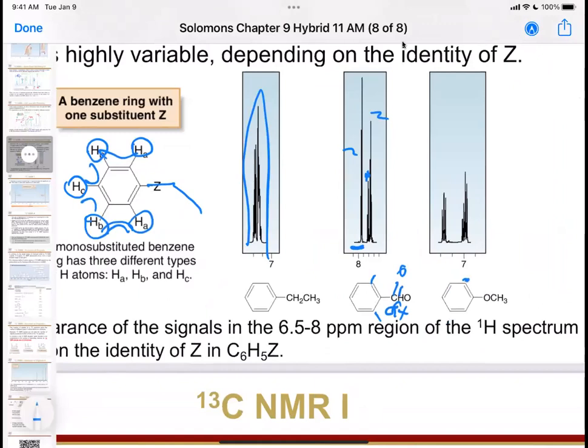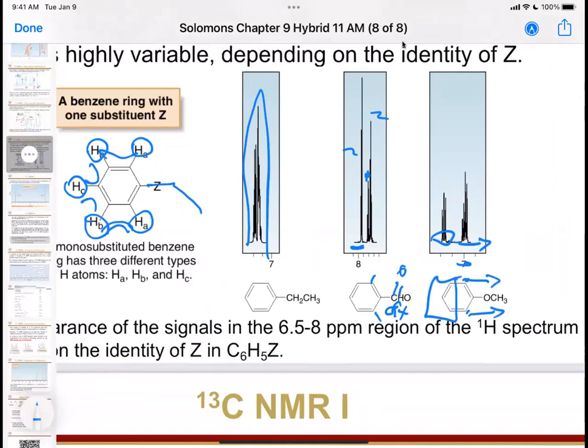So what happens with an electron donating group is these go upfield. So notice we're shifted below 7 now. And these didn't shift at all. So those are the other 3 because they're too far away. Okay, so we see this really cool splitting pattern.